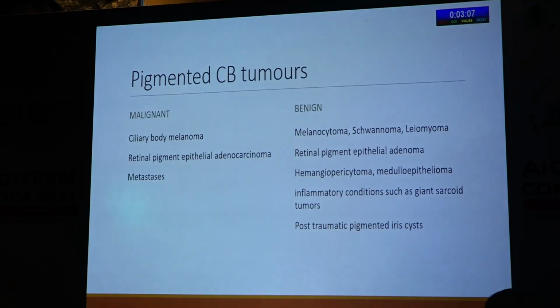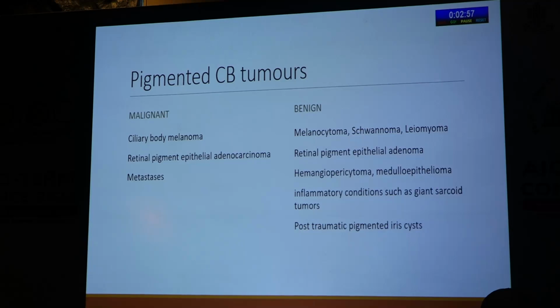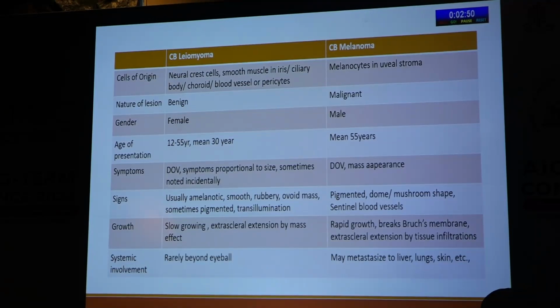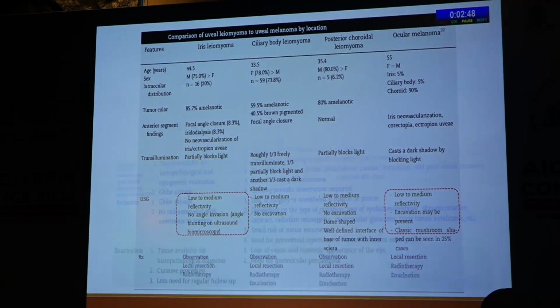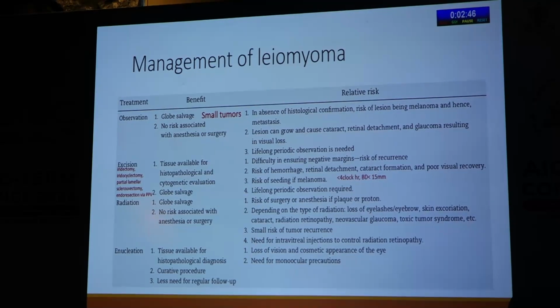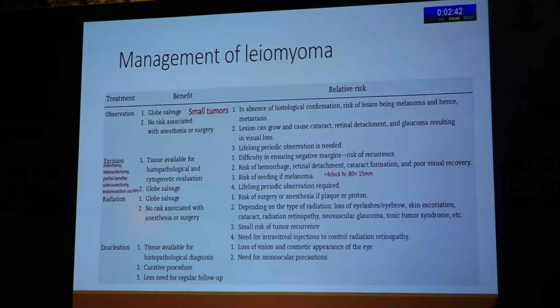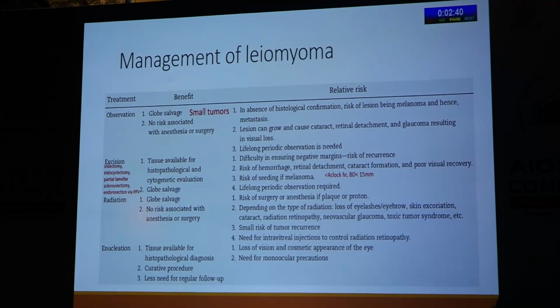So pigmented ciliary body tumors can be multiple, malignant or benign. Among malignant ones, ciliary body melanoma is the most common. Among benign ones there are multiple others, such as post-traumatic iris cyst, and leiomyomas are quite rare. Even though we describe an array of differences between them clinically as well as on USG, MRI or PET scan, it is clinically impossible to differentiate these tumors, and that's why the very first approach towards these tumors, if they are large, is enucleation.